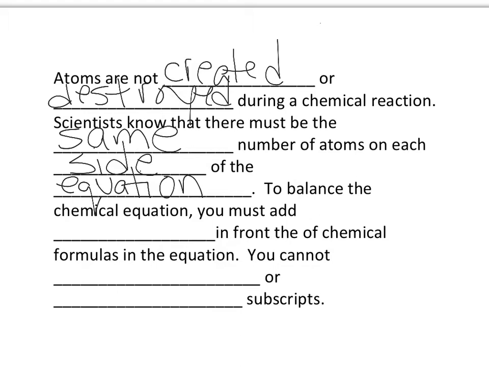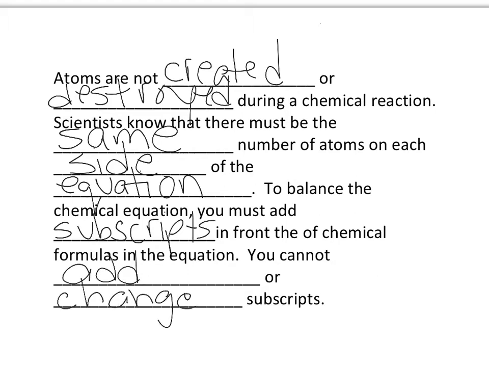To balance the chemical equation, you must add coefficients in front of the chemical formulas in the equation. You cannot ever add or change subscripts. You are just not allowed to do it.